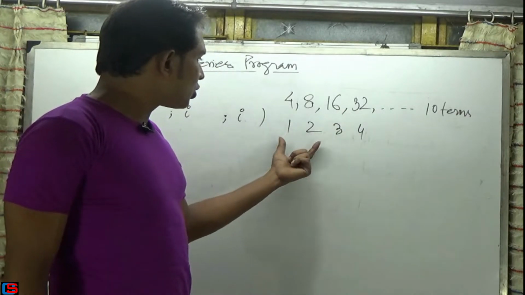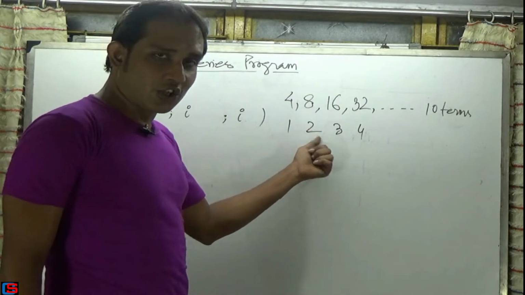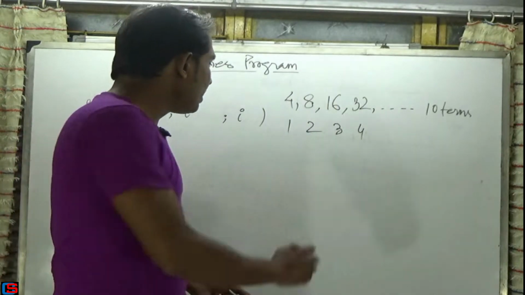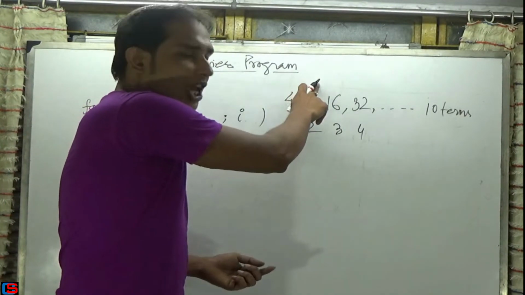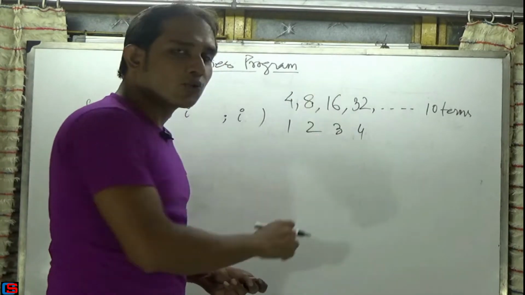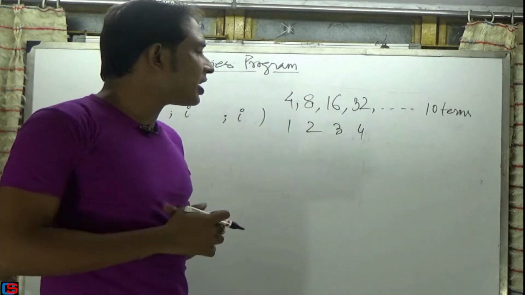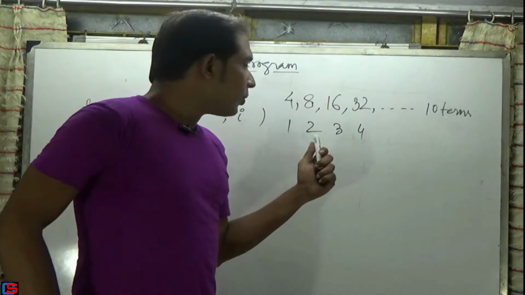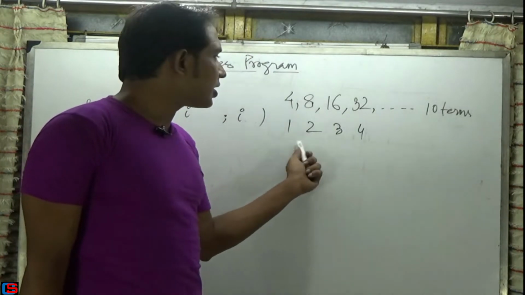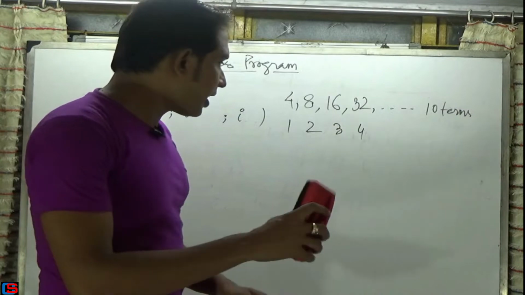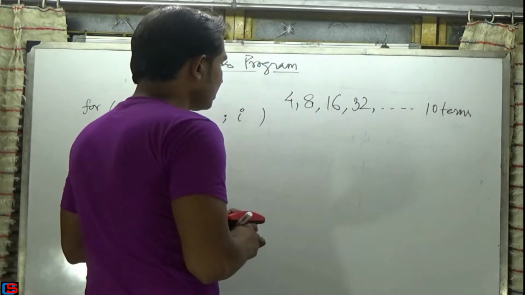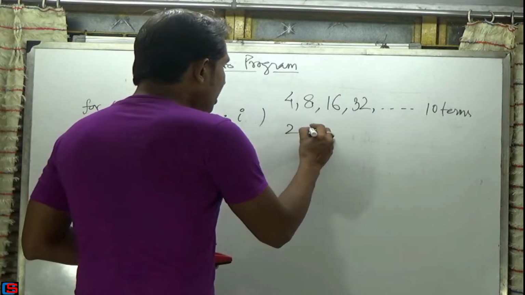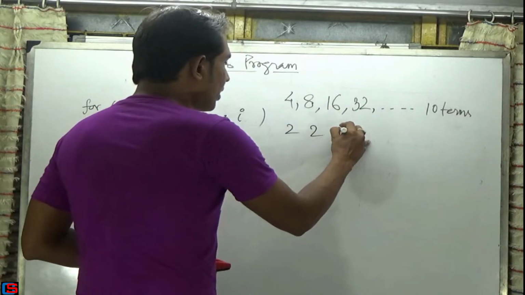Suppose I multiply the serial numbers by 4: 1 into 4 becomes 4, 2 into 4 becomes 8, but 3 into 4 becomes 12. So the series does not occur in this case. You can see that using the previous trick this program is not going to be solved. Now the second trick: I am going to write 2 as the base below every number.